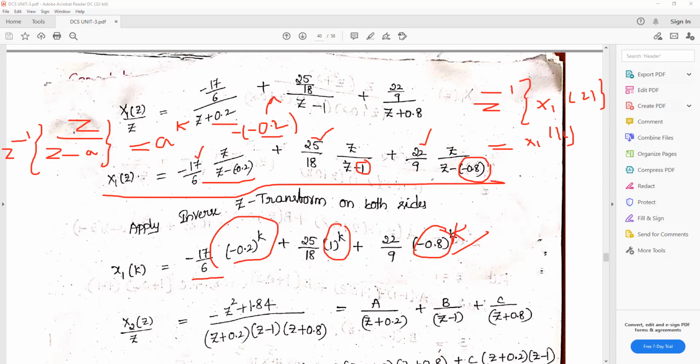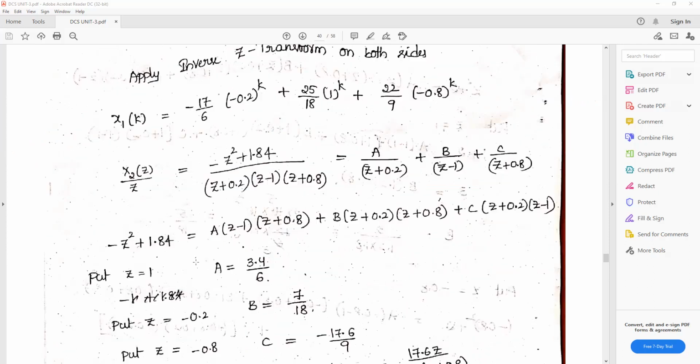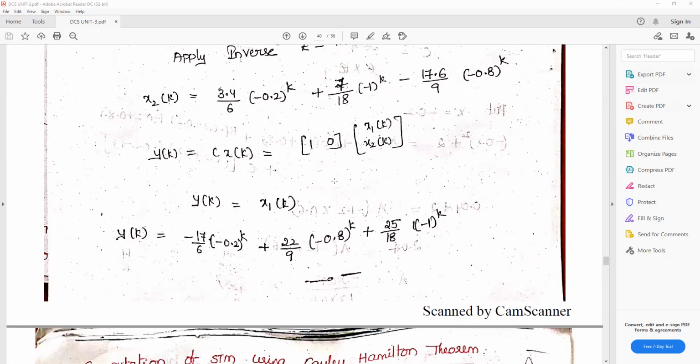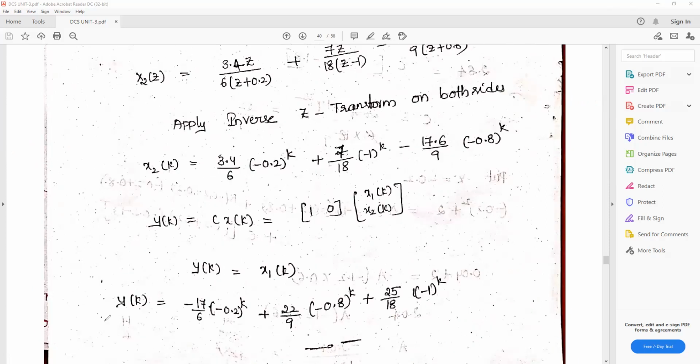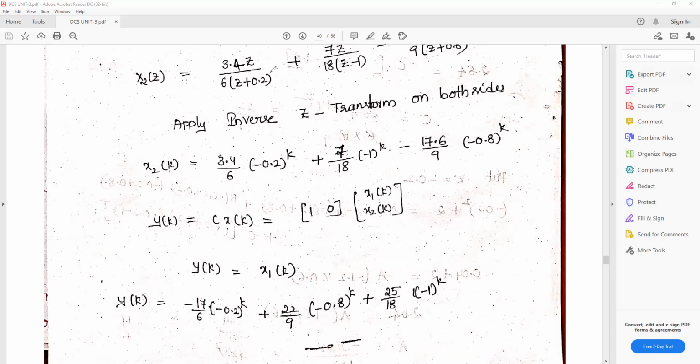And with the same procedure, calculate x2 of z. For x2 of z, A value is 3.4 by 6, B value 7 by 18, C value minus 17.8 by 9. So same process. So this is the calculation of y of k. Okay?